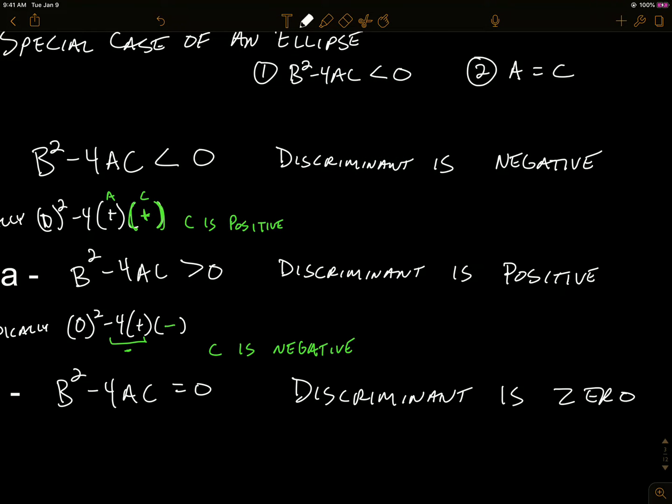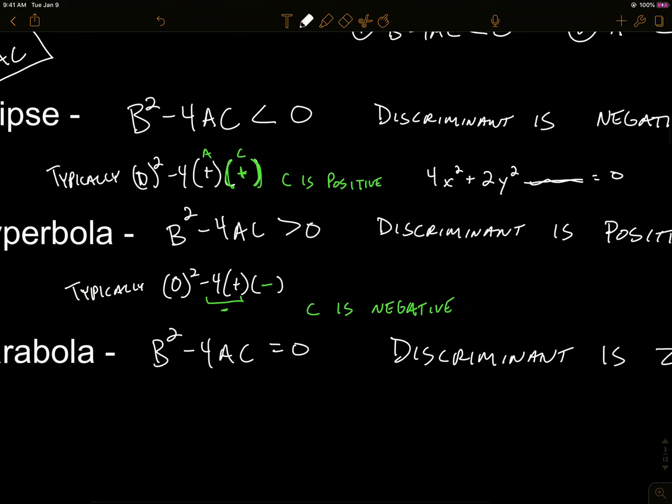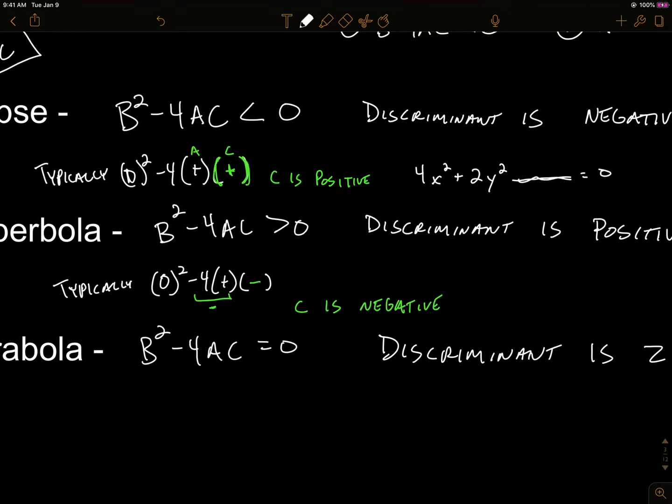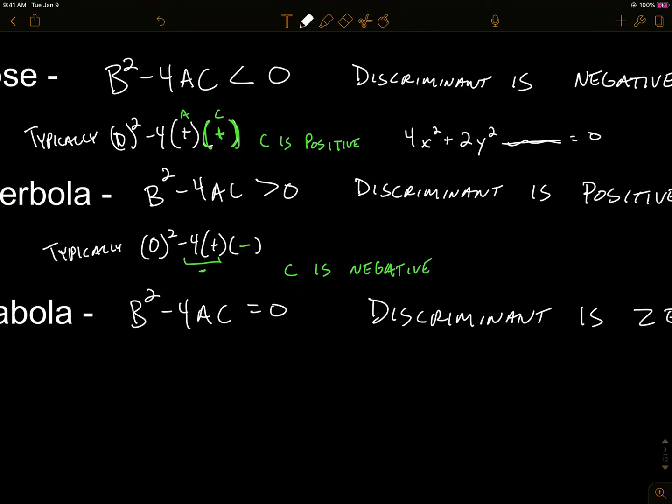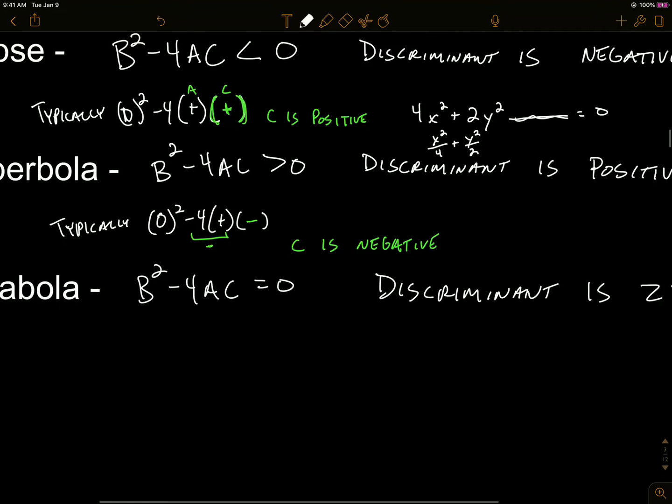All right, so what these look like typically are things like this. A is positive, so maybe we have like 4x squared. The xy term is missing, and then plus, say, like a 2y squared, and then some other stuff equaling 0. But this is what we're focused on. Typically, that's what an ellipse will look like when we have addition there. And a lot of times, we'll have some fractions like x squared over 4 plus y squared over 2. But it's the idea that both of these are positive. That's what makes an ellipse.